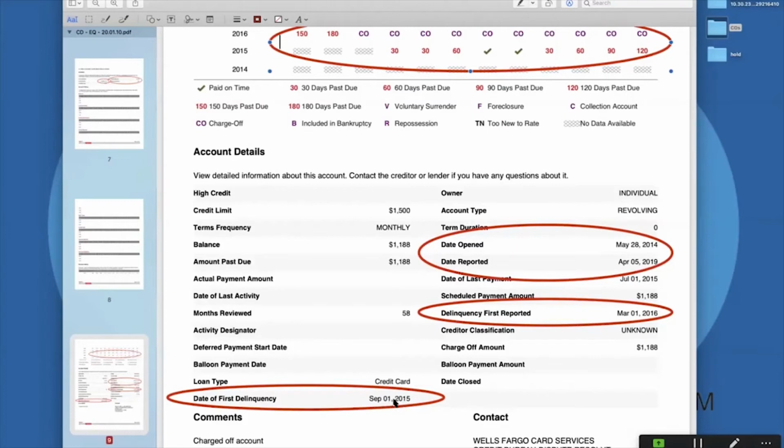So the date, it's 90 months from this date that this account can no longer be reported on your credit profile. And then the delinquency date is usually the relationship between the first delinquency date and the first delinquency when it was reported. It can be as many as 6 months. Okay. And once again, it shows the charge off account.